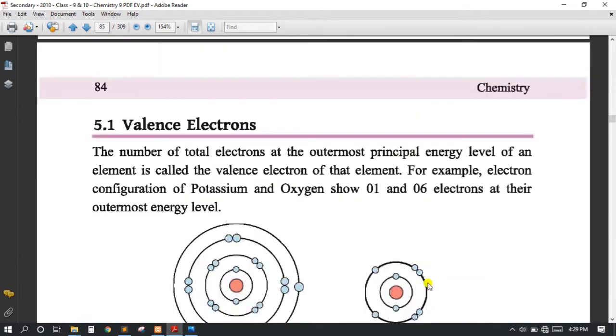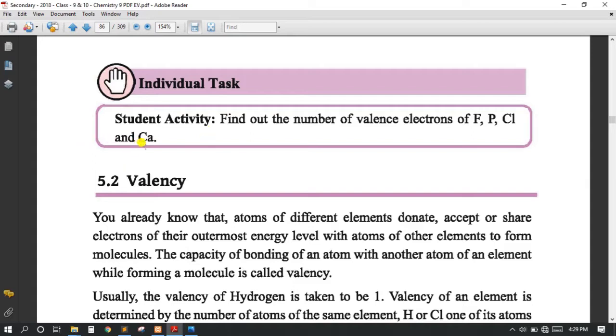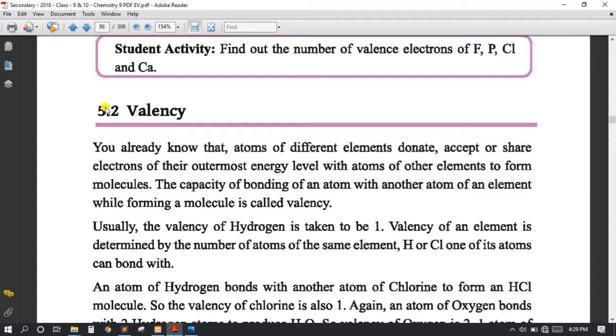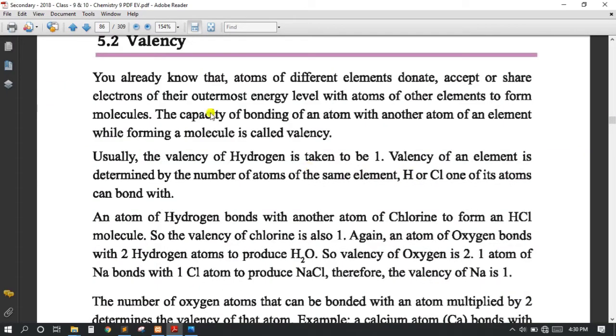In my last class, I told you about valence electrons, and I solved this student activity on valency. Now our new topic is section 5.2, so open page number 85. You already know that atoms of different elements donate, accept or share electrons of their outermost energy level with atoms of other elements to form molecules.